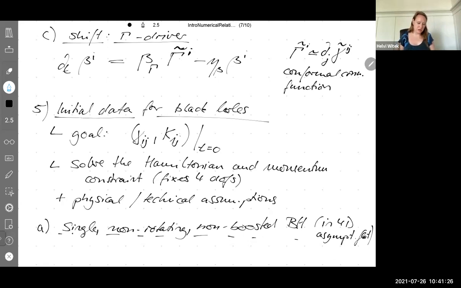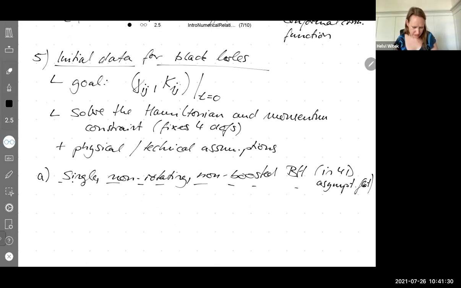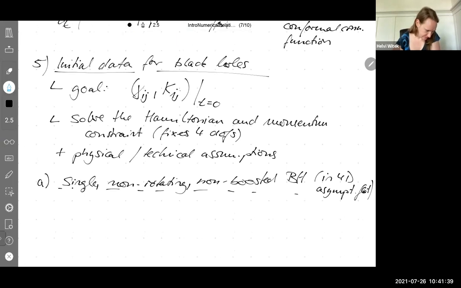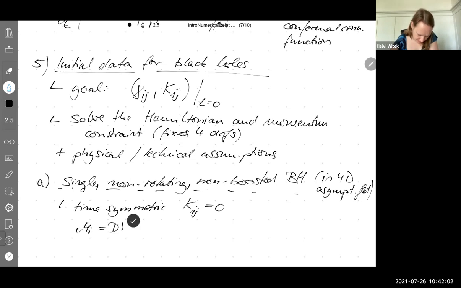Okay, what do we already know about this kind of spacetime? The first thing that we know is that it's actually time symmetric, so there's no linear or angular momentum. So we know it's time symmetric. That is, the extrinsic curvature K_ij equals zero. Now, if we go back to our constraints, let me just write down the momentum constraint here. Then this is trivially satisfied, so we don't actually have to worry about this one.